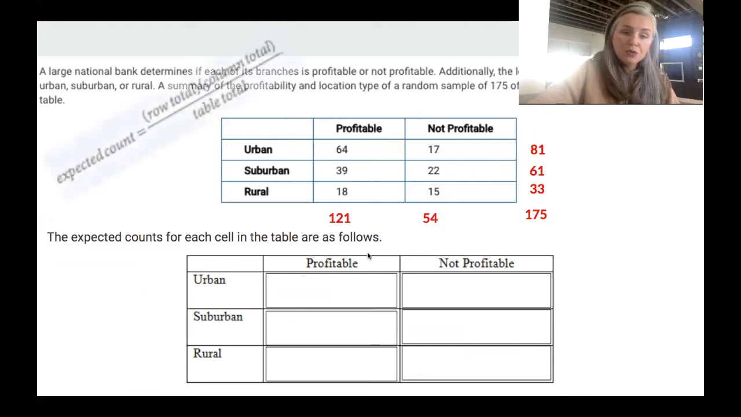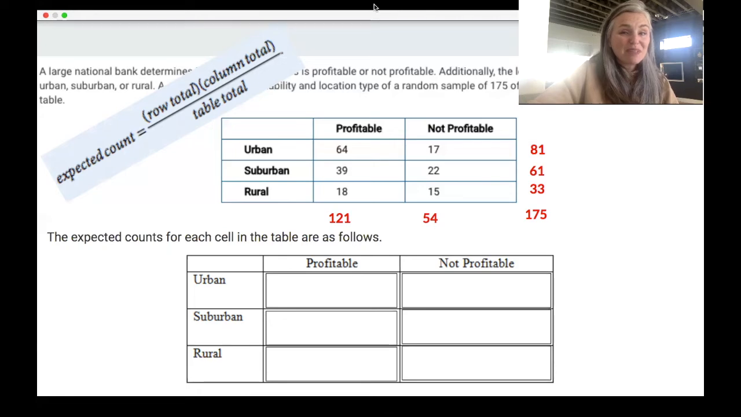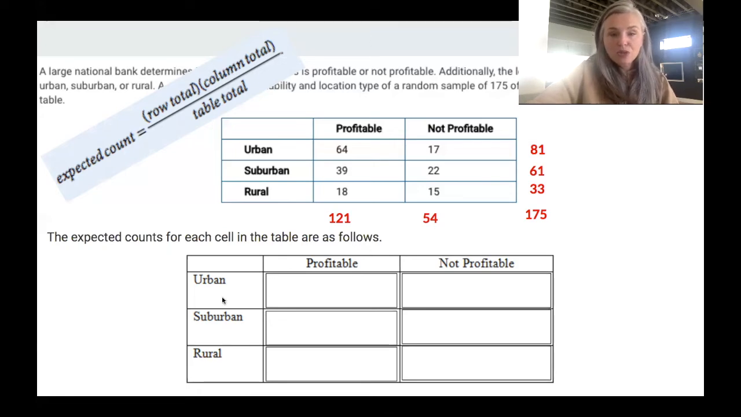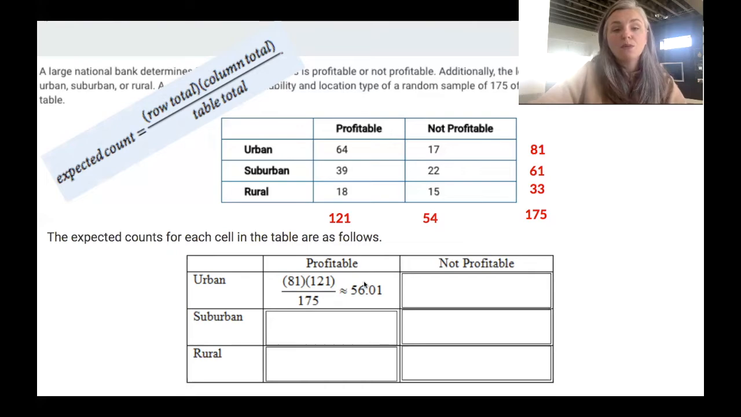So I'm going to do, wow, I forgot to put the formula up there. Smart, I'm a smart cookie. We're going to do 81 times 121 divided by the 175 banks. Profitable times urban divided by total. So we should expect 56 of those banks to be profitable. Turns out there's 64.